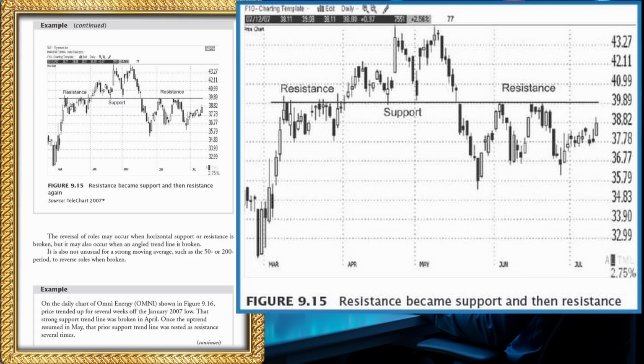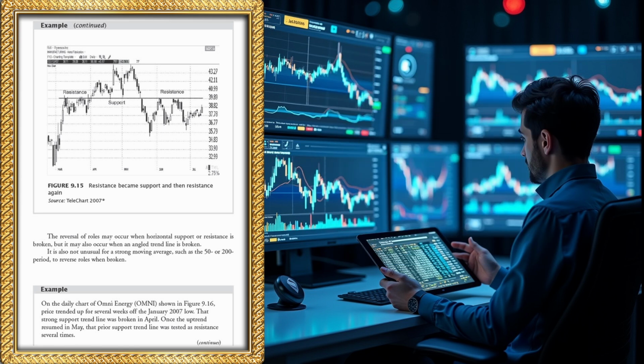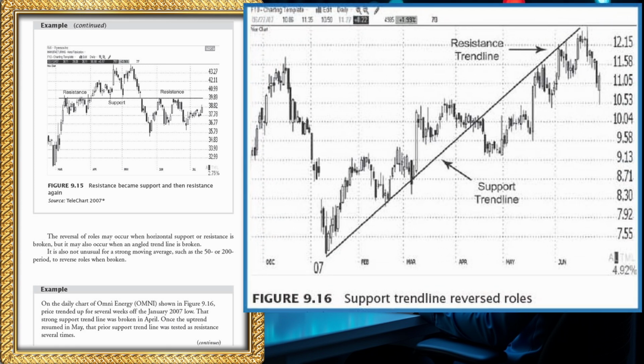The reversal of roles may occur when horizontal support or resistance is broken, but it may also occur when an angled trend line is broken. It is also not unusual for a strong moving average, such as the 50 or 200 period, to reverse roles when broken. Example: on the daily chart of Omni Energy (OMNI), shown in Figure 9.16, price trended up for several weeks off the January 2007 low.